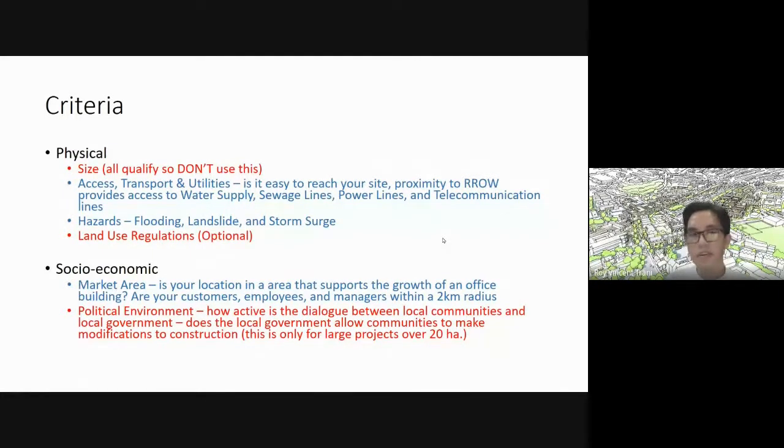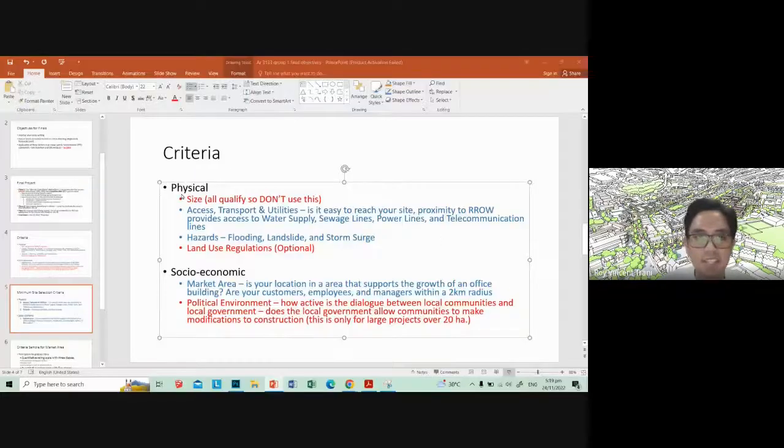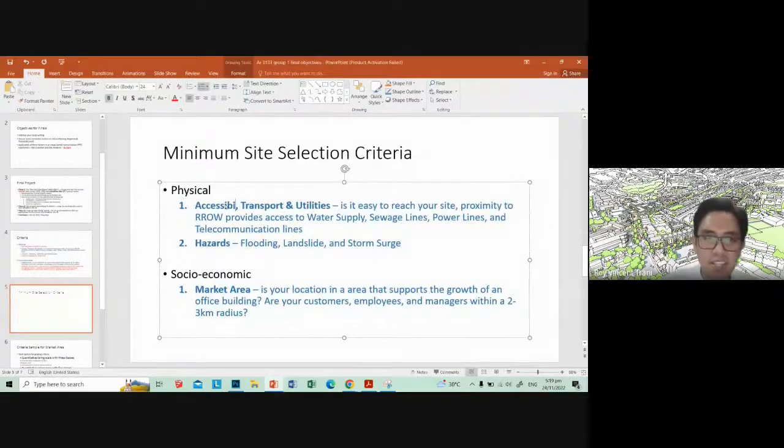Land use regulations such as building code, you're already familiar with that, so you don't need to repeat it. Although you can add a bit of text, you don't need to expound. But the minimum site selection criteria, this is the one that you must show, is access to transport. Wait, this is supposed to be accessibility.